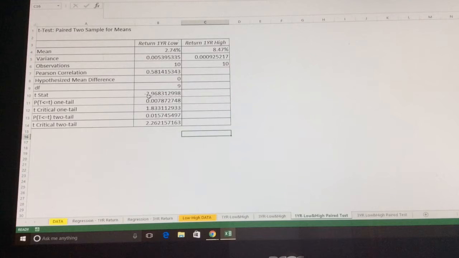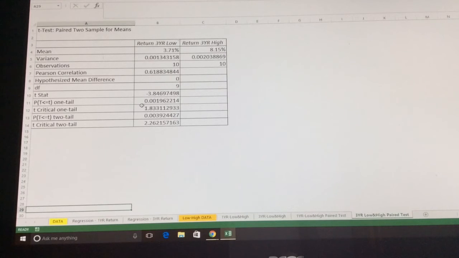T-stat, we have an even higher t-stat, above negative 1.65. We have negative 2.96. In this situation, the p-value is even more significant, 0.0078. And the two-tail, 0.0415.